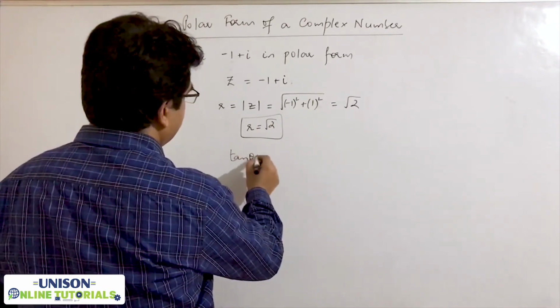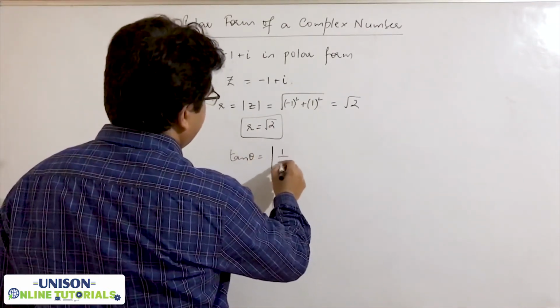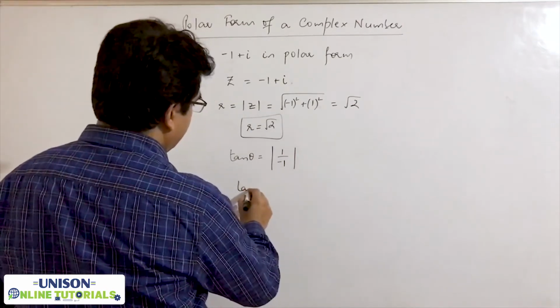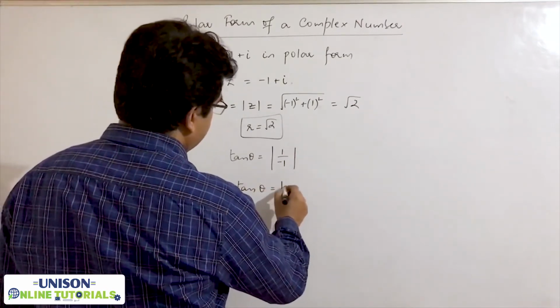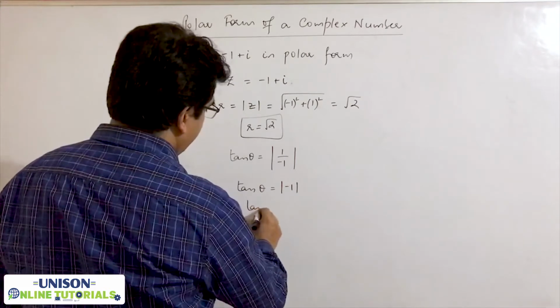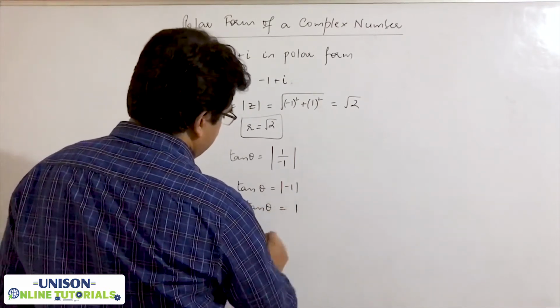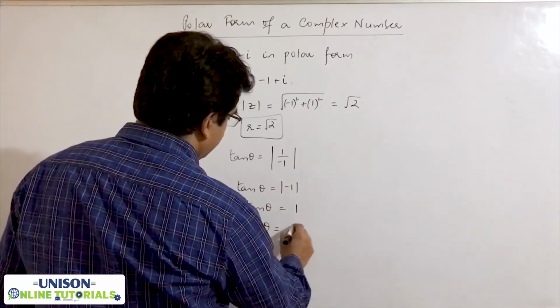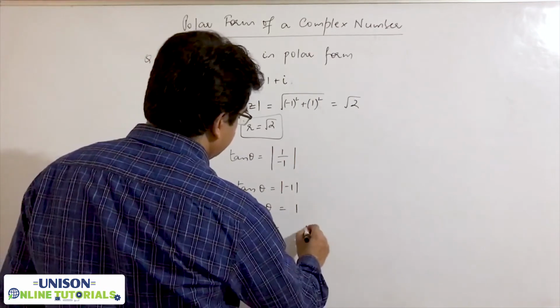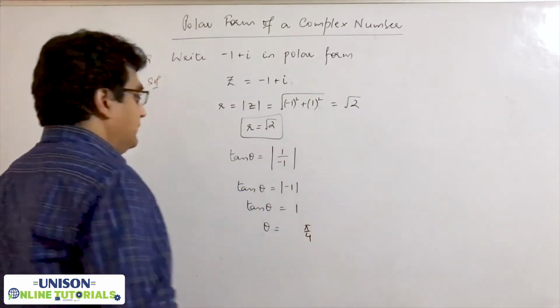Now we have to find the value of theta. Now what is tan theta? It is y by x. So tan theta will be minus 1 of mod. Since it is in mod, it will be positive. So when is tan theta 1? When theta is 45, that is pi by 4.